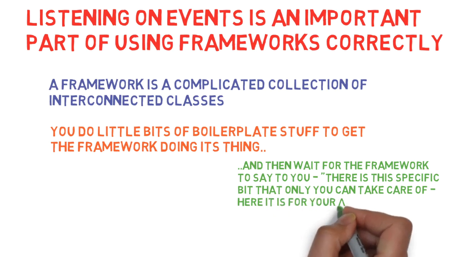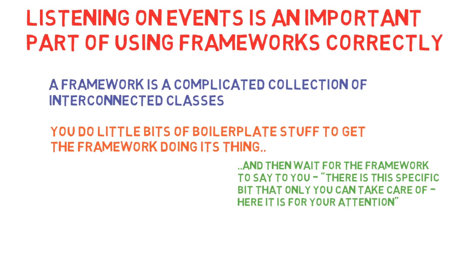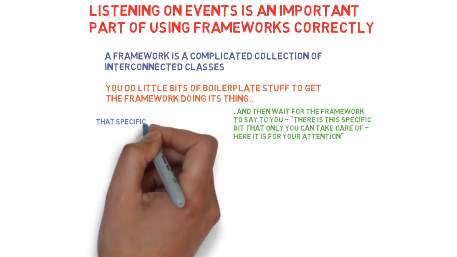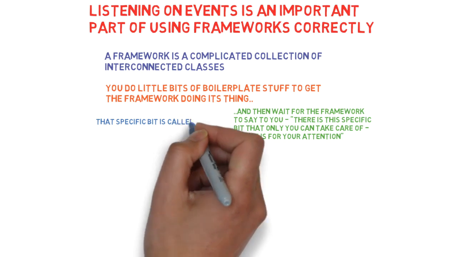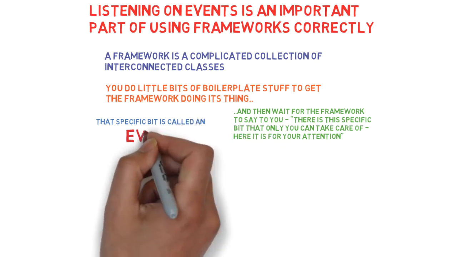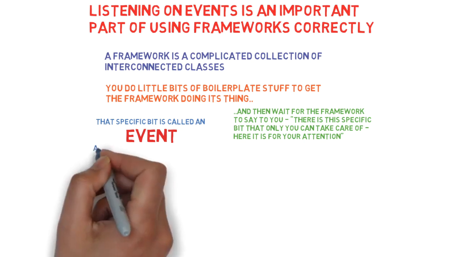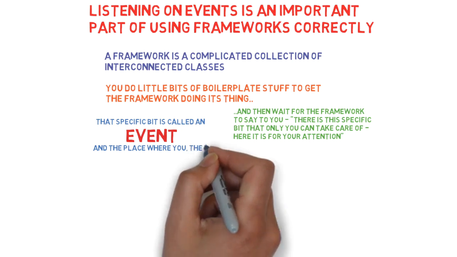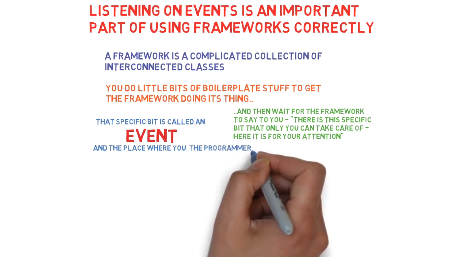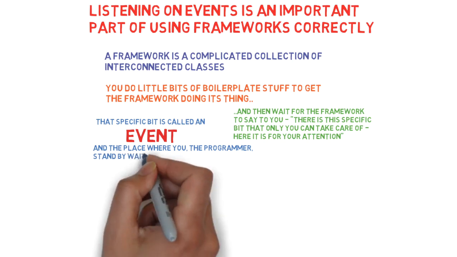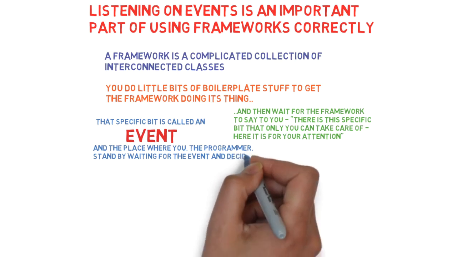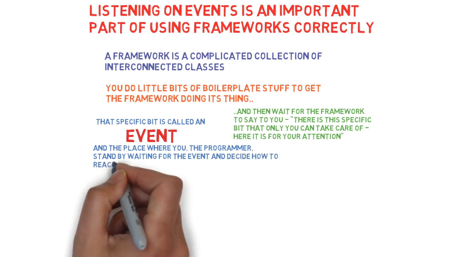This is important, so I'm going to repeat it. At various points in time, based on a certain set of actions, the framework will basically hand over control to you, to your code, which you've used to plug into the framework, saying, here is the context, please do what you need to do at this point. The specific bit or the specific point in time where the framework hands over control to you is called an event. And the place where you, the programmer, stand by waiting for this event and decide how to react to this event is called the listener.